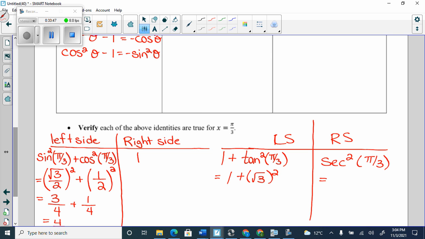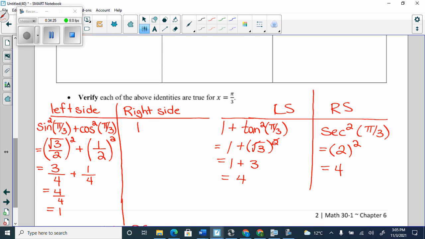You can work down one side, or work on one side and the other at the same time, it doesn't matter. Because cos at pi over 3 is a half, so secant at pi over 3 is x over r, meaning secant is r over x, which would be 2. And then here we get 1 plus 3, oh, squared, 1 plus 3, which is 4. 2 squared is 4. So what can I say? Left side equals right side.